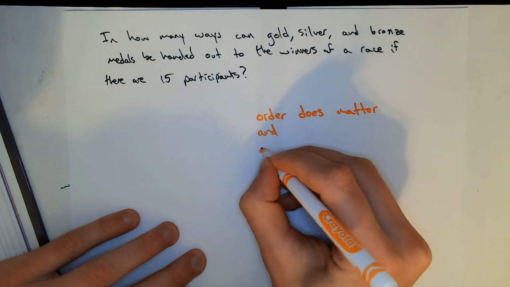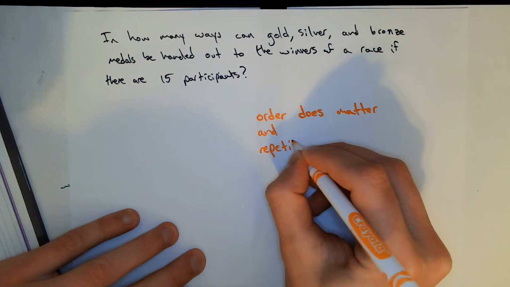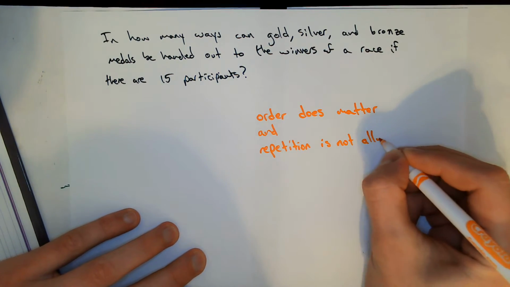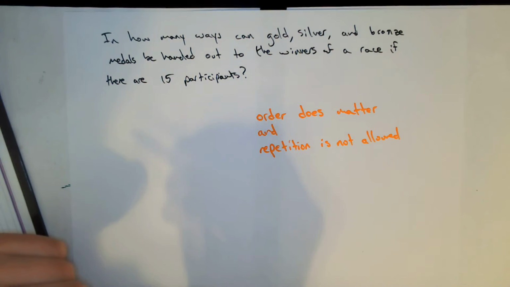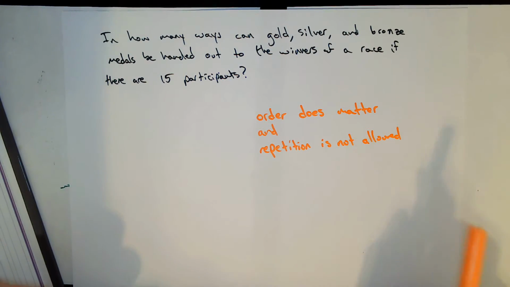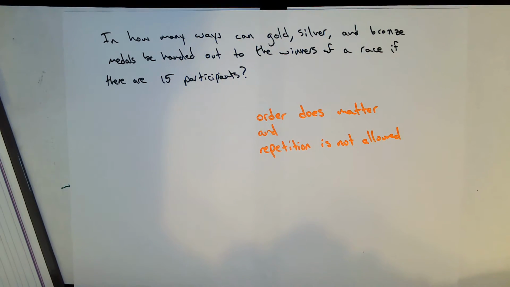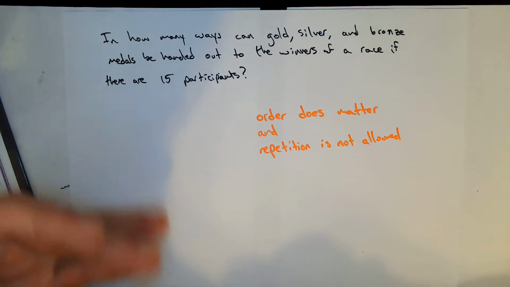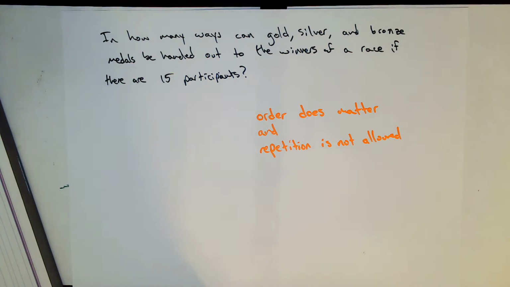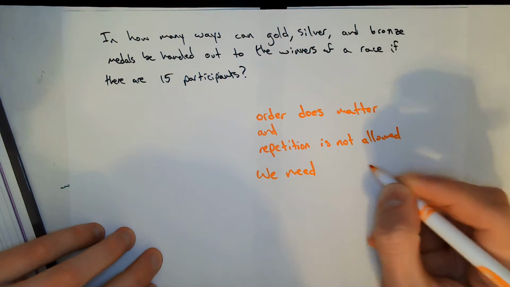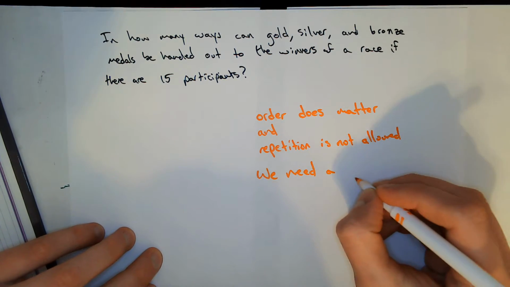Oh, and we know repetition is not allowed. In the last problem, I just told you straight up that you weren't going to repeat toppings, but how do I know repetition is not allowed in this problem? Because you only have 1 gold, 1 silver, and 1 bronze medal. So you can't give out 3 golds, 3 silvers, or 3 bronzes, or 2 of any. There's just 1 of each. So these are going to be 2 new types of problems that require new counting techniques.